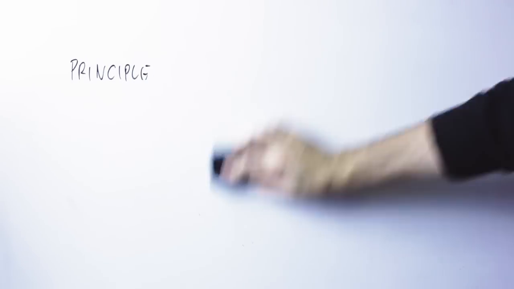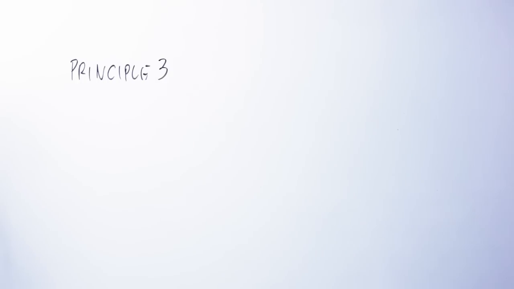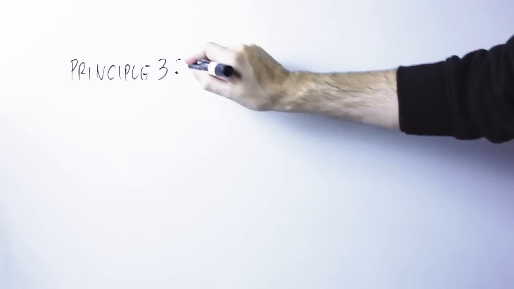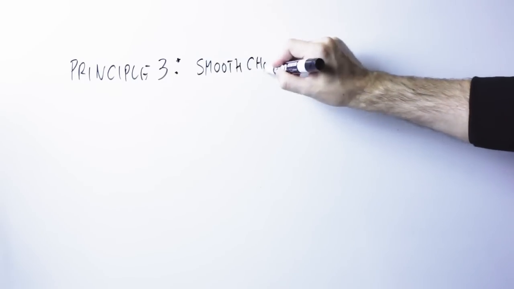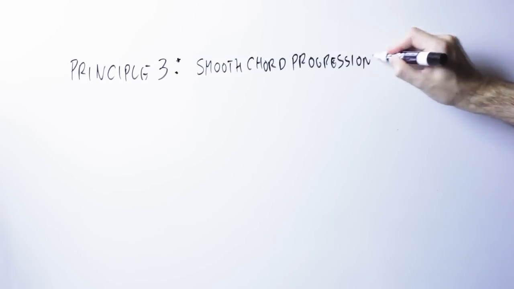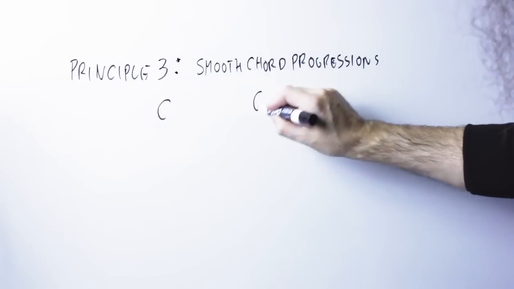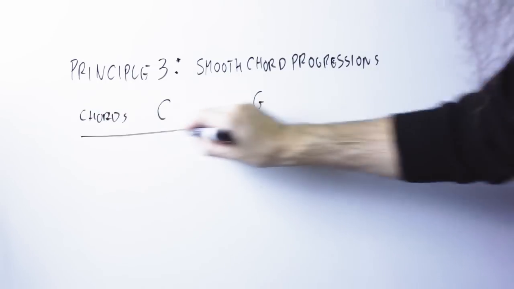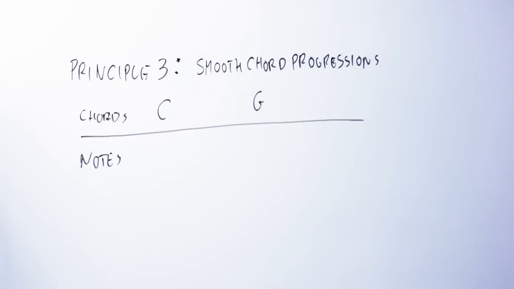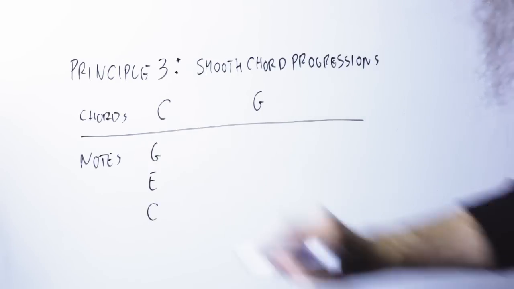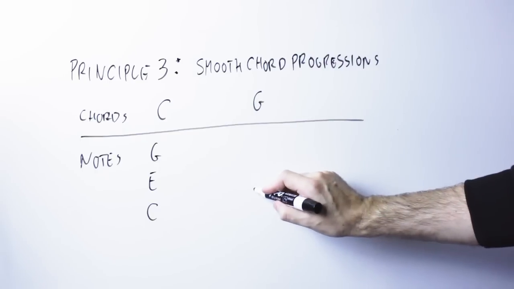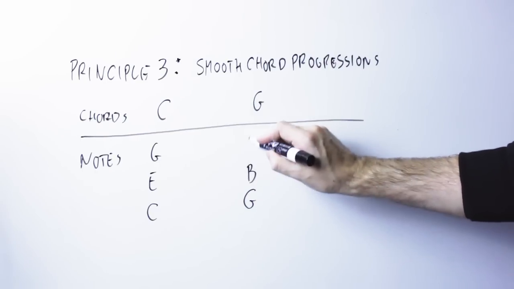Basic principle number 3. If you are playing a chord progression, there is a way to make this chord progression sound as smooth as possible. Let's say the chord progression is C going to G. C major, the C major chord going to G major, okay? We know the C major chord contains the notes C, E, and G. We know the G major chord contains the notes G, B, and D.